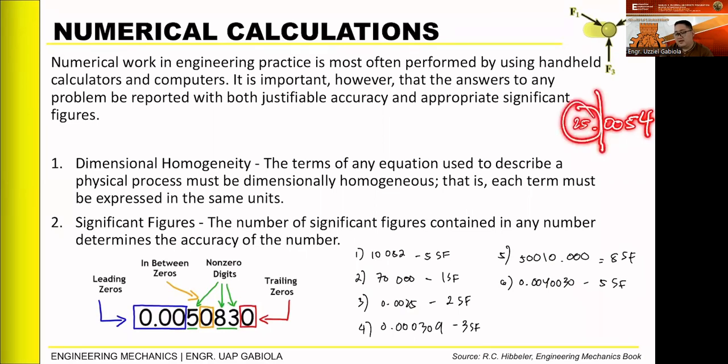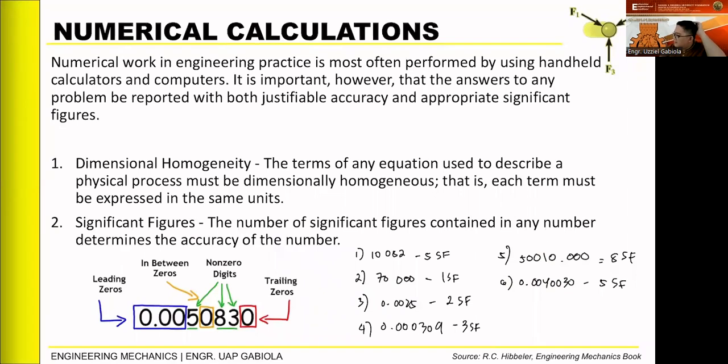Halimbawa, ang requirement niya is 4 significant digits. So ito yon, 4 significant digits. Eh since yung digit na to is greater than 5, dapat 25.01 yung magiging sagot mo. Eh ano po, pagbibilangin lang, like 1.00000.